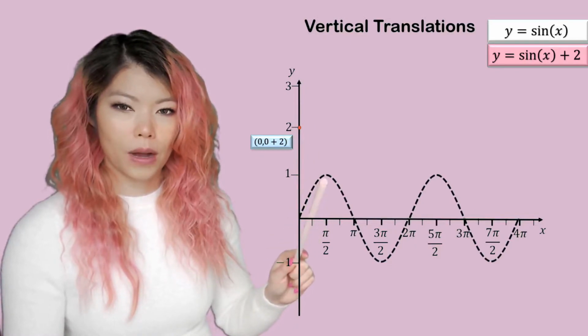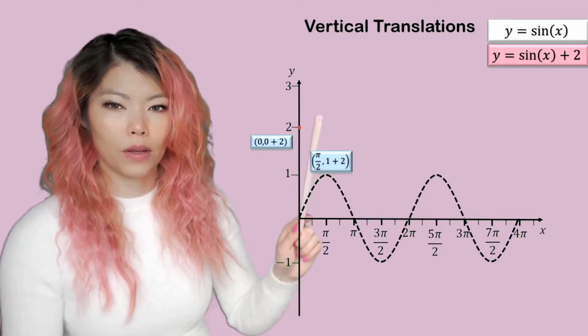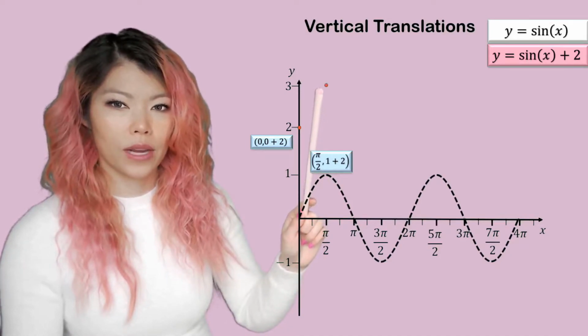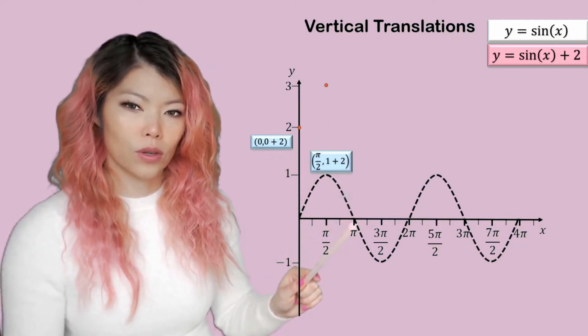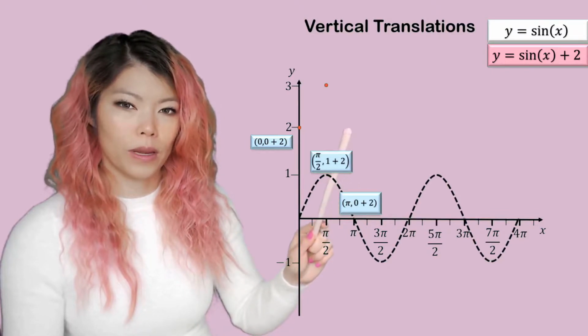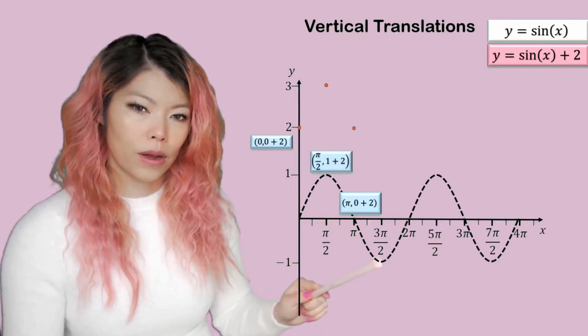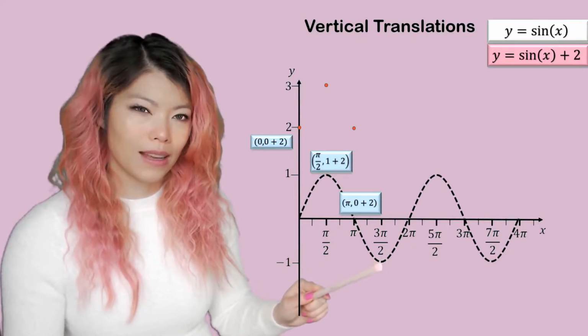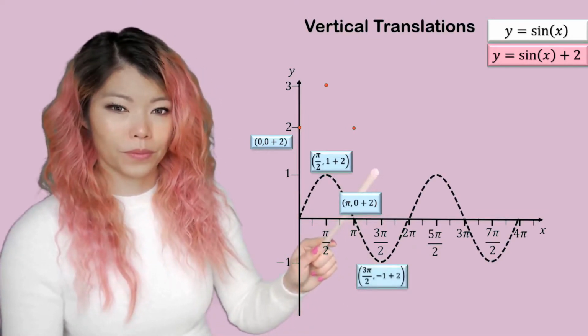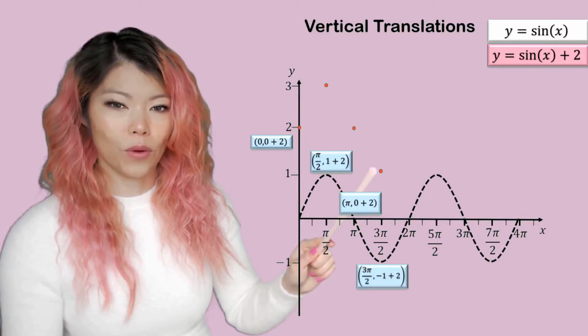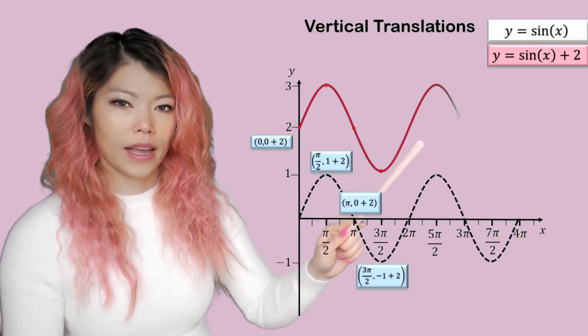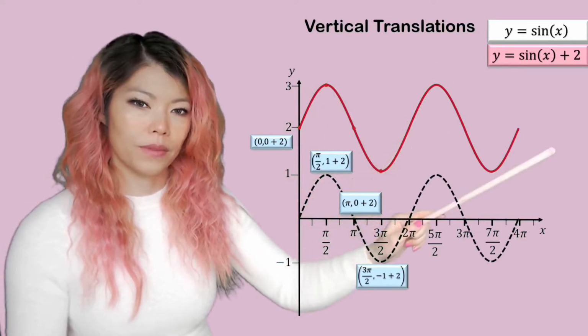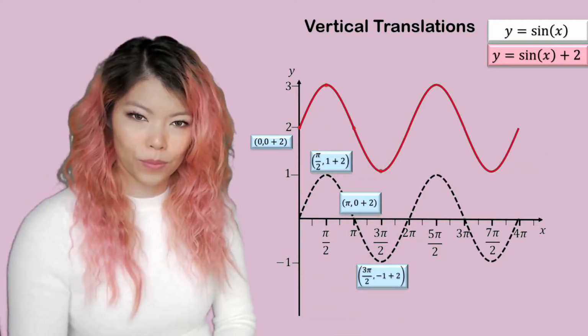The point (pi on 2, 1) will end up at pi on 2, and 1 plus 2 is 3. The point (pi, 0), adding 2, will be (pi, 2) up here. The point (3 pi on 2, negative 1): negative 1 plus 2 is 1. And so on. So the graph has been moved up by 2.